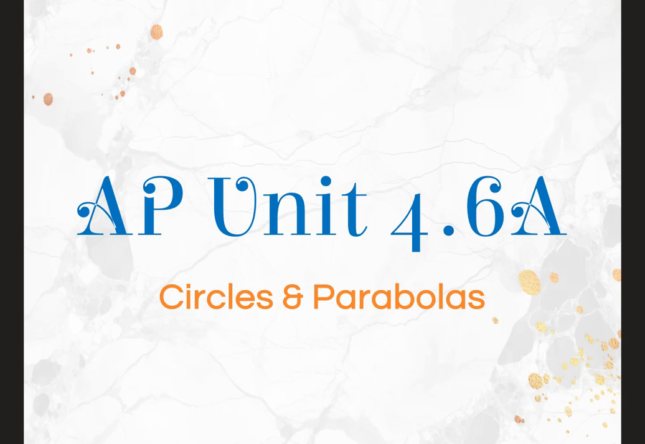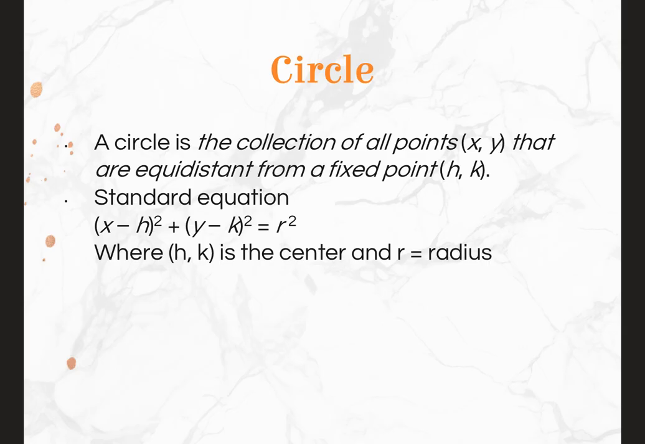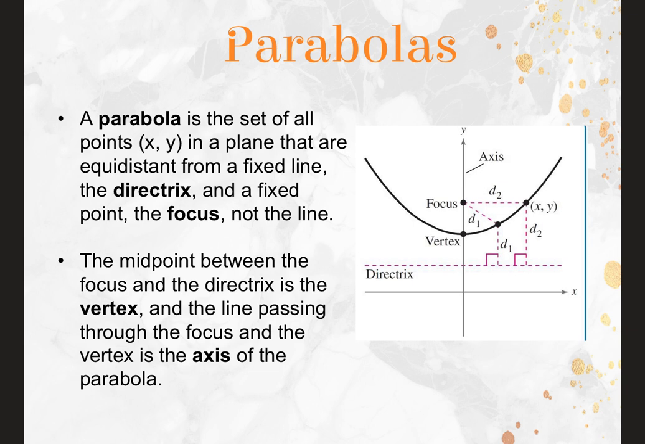All right, again, this would be part 2 of the first set of conics. And the first set of conics were circles and parabolas. So just really quick recap on the circle. The formula for circles is (x minus h) squared plus (y minus k) squared equals r squared, where (h, k) is your center and r is your radius. All right, and we are here, parabolas.